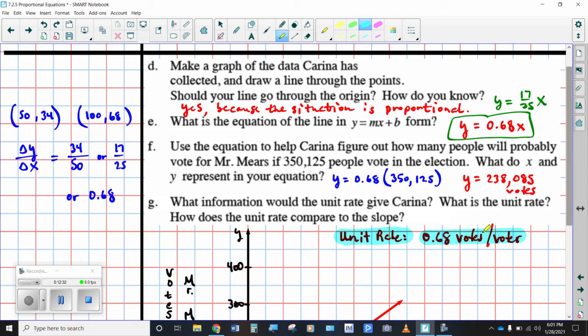0.68 votes for Mr. Mears for every voter, but for me, it just seems like it's more logical to do that as a percent. 68 out of 100 voters, or 34 out of 50 voters, but easier this way, 68 out of 100 voters are going to vote for Mr. Mears.